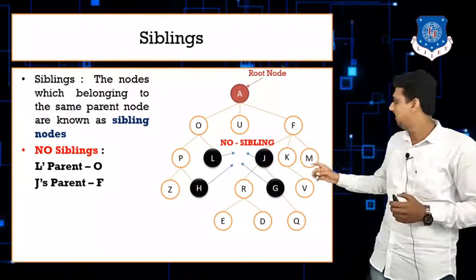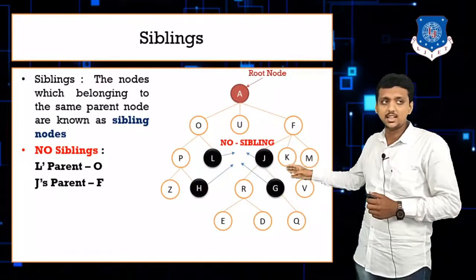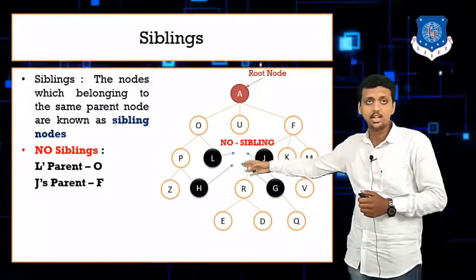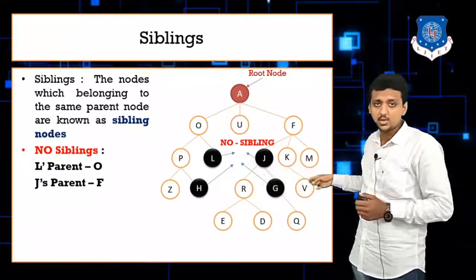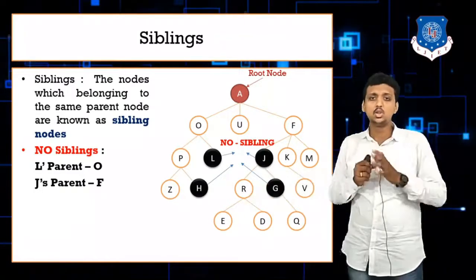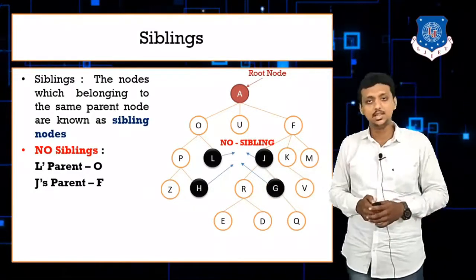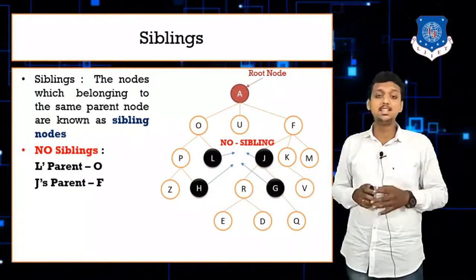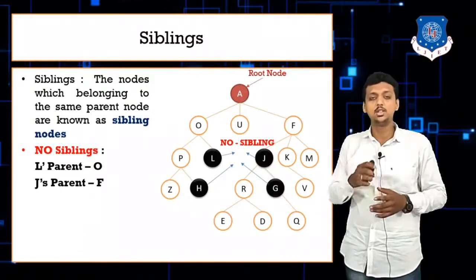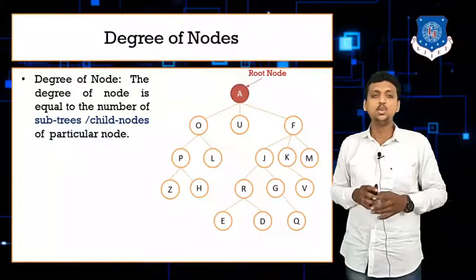Now, for H and G, students, H and G are also not siblings. Fine. So I hope what we mean by siblings is clear now. Now let's move further to the degree of nodes.